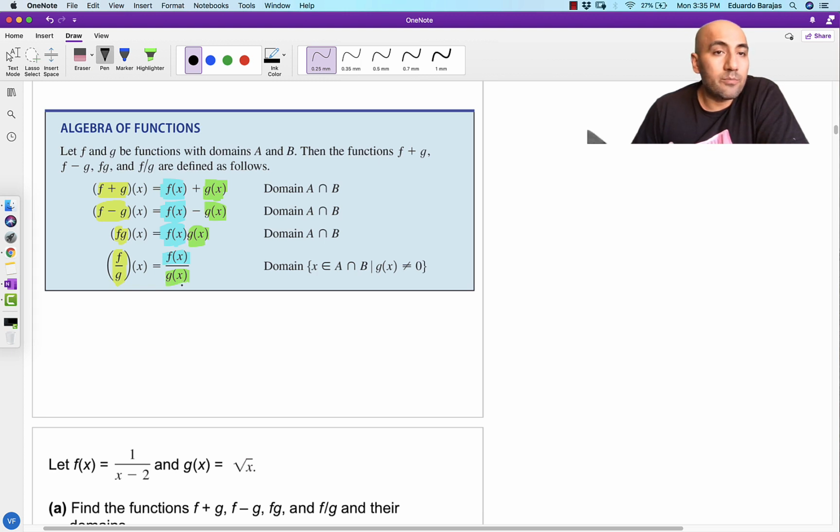You're allowed to input a 0 potentially. It's that the output of the g function can't be 0, because then you would be dividing by 0. Good. Okay, let's look at some examples.